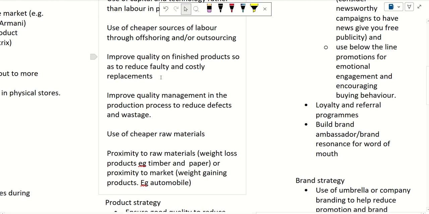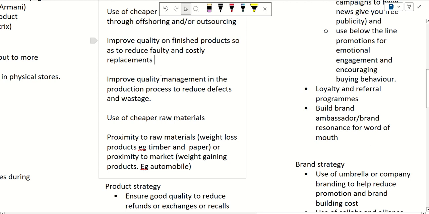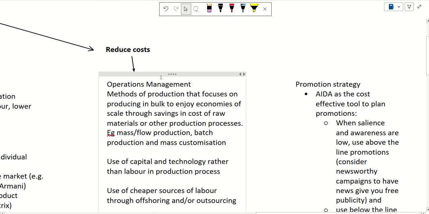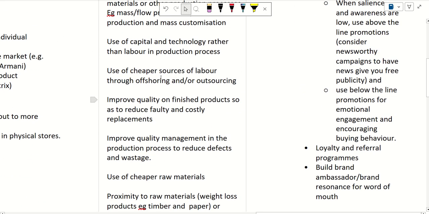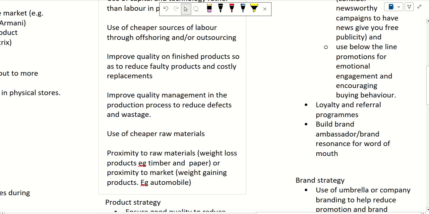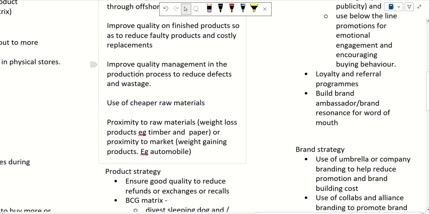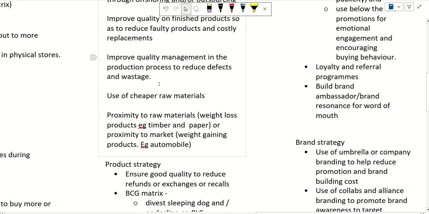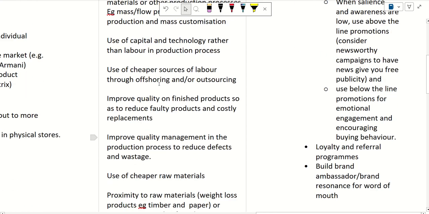Okay, improve quality of finished products, right? So you want to have products that actually have good quality so that you reduce faulty products and costly replacements. During the production process as well, you have good quality management. And that actually reduces defects and wastage in the production process. So all this actually helps you to save cost.